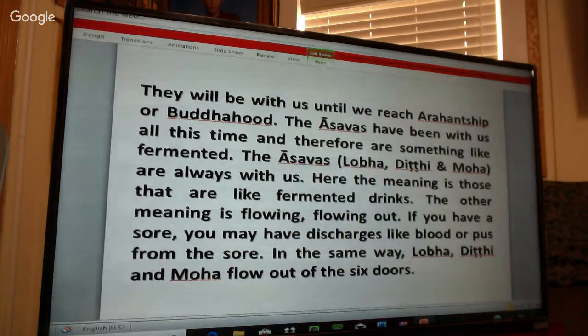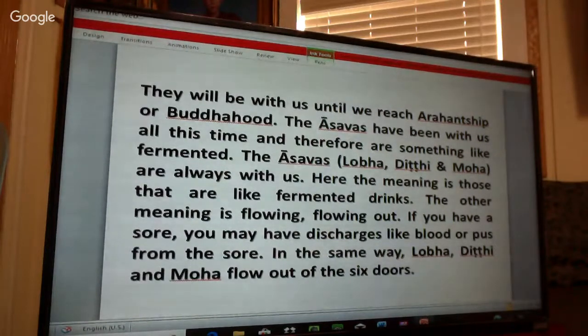So asava has been with us all the time, in the round of existence, for a long time. Therefore, they are something like permanent. If you make something permanent, that part smells strongly. We cannot easily wash that smell. The permanent smell is very strong, like this. So the meaning of asava is a very wide range.